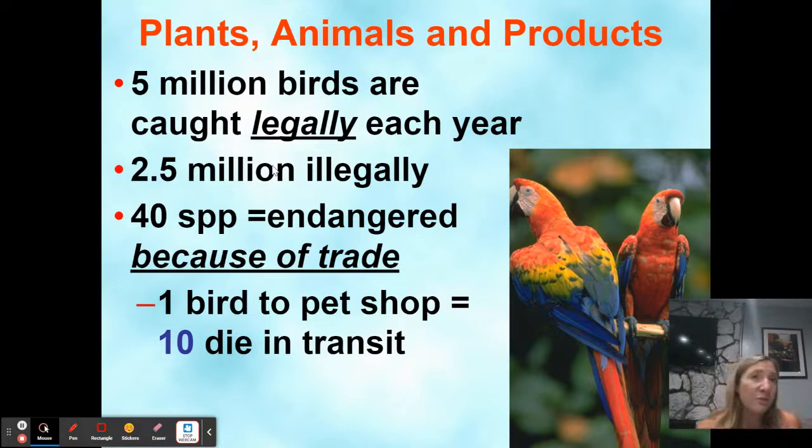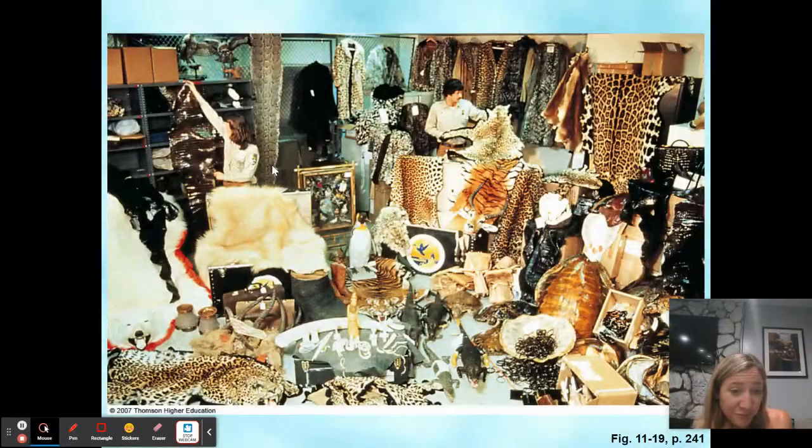So they live in, I don't know, China, and we want to buy them in America. And so 40 species have become endangered because they're desirable in another place. One bird to a pet shop equals 10 that die in transit. Think about that. You capture 11 parakeets, and only one of them survives. So a lot of them die on the path to getting where they're even trying to go.